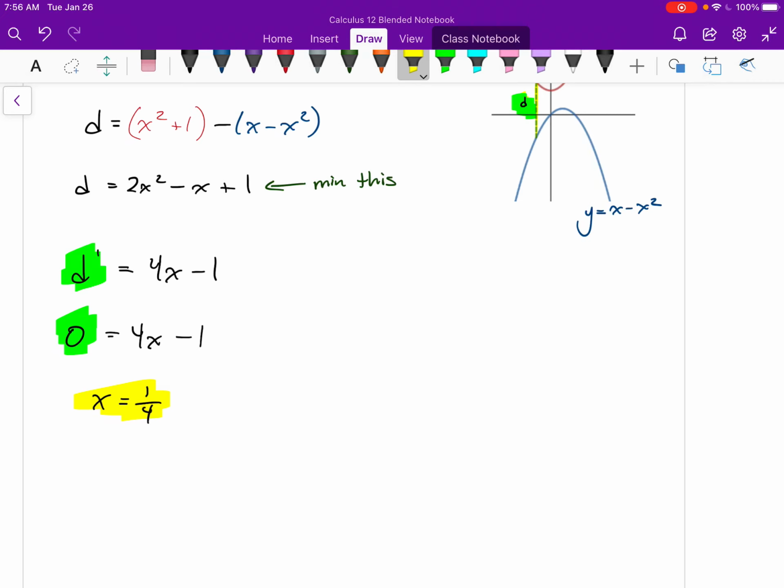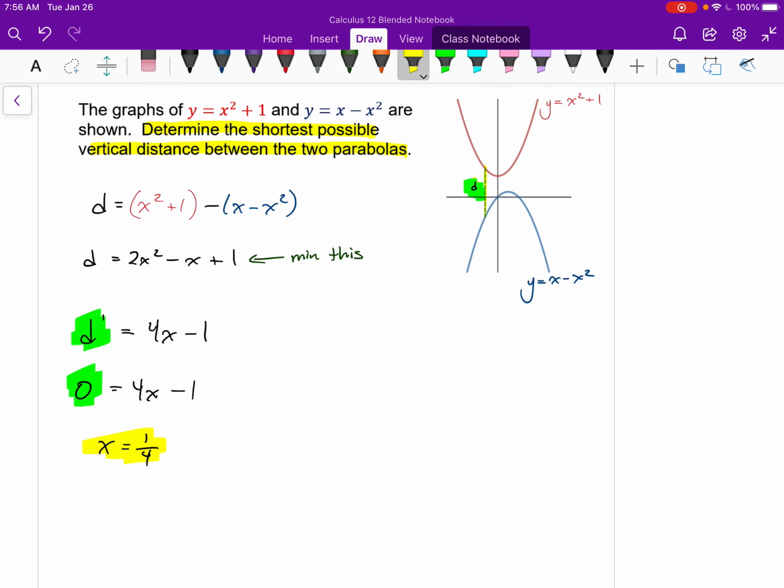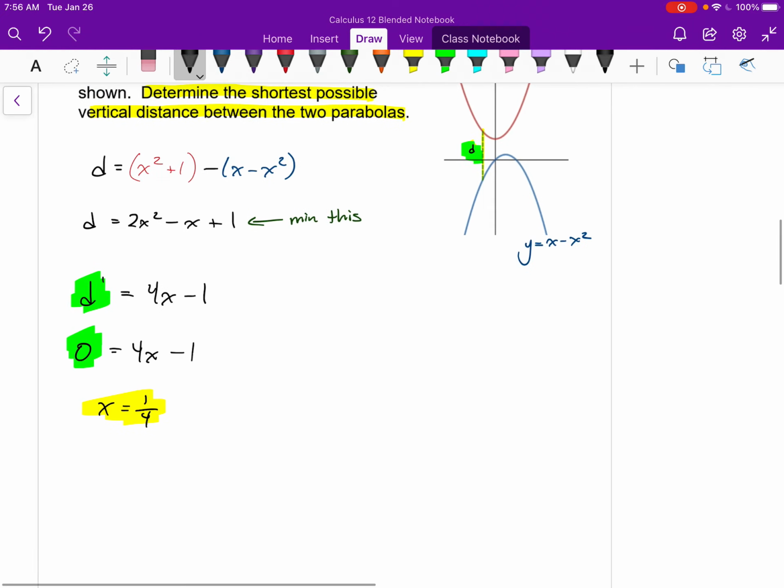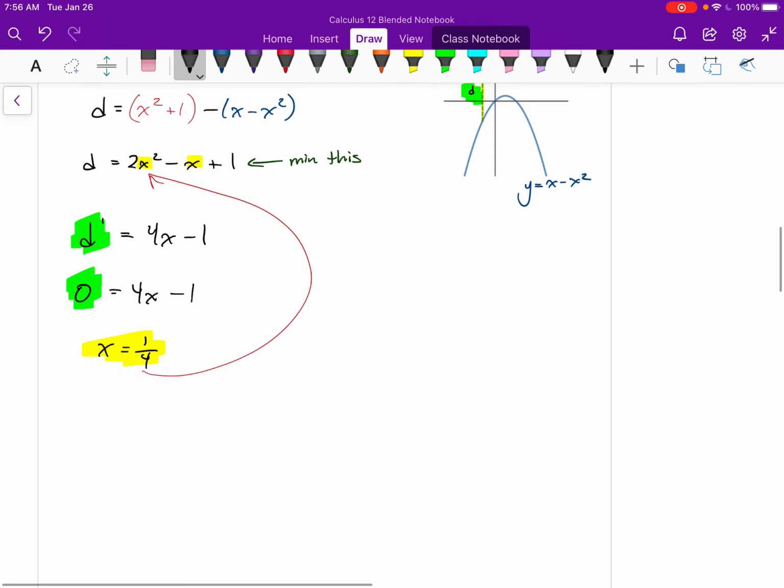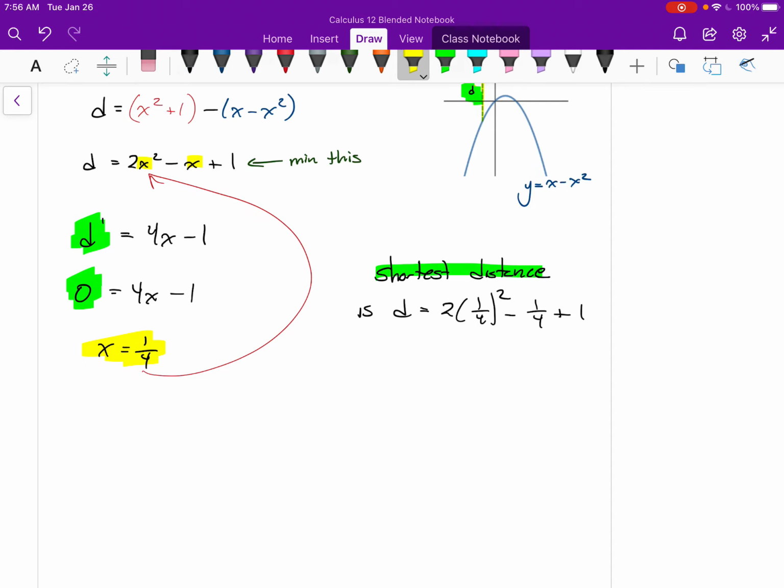But the question was actually asking, what is that shortest possible distance? And so let's find the shortest distance. I just need to take that 1/4 and substitute it into here. Because the question was actually asking, what is that shortest possible distance? So the shortest distance. And so you get 7/8. And so that's the shortest distance when x is 1/4.